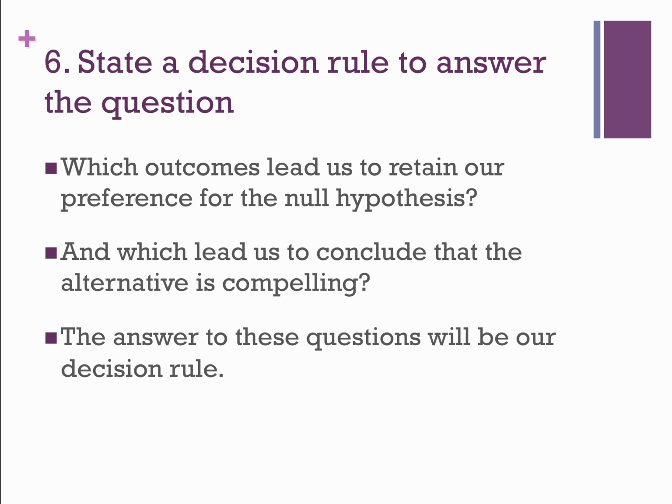And that gets us to stating our decision rule to answer the question. Which outcome leads us to retain our preference for the null hypothesis? Which leads us to conclude that the alternative is compelling? We can't simply go on sight. Just because we observed something larger doesn't mean it really is. So the answer to these questions is what we call our decision rule. It is the rule that is going to help us determine which hypothesis to choose, the null or the alternative.